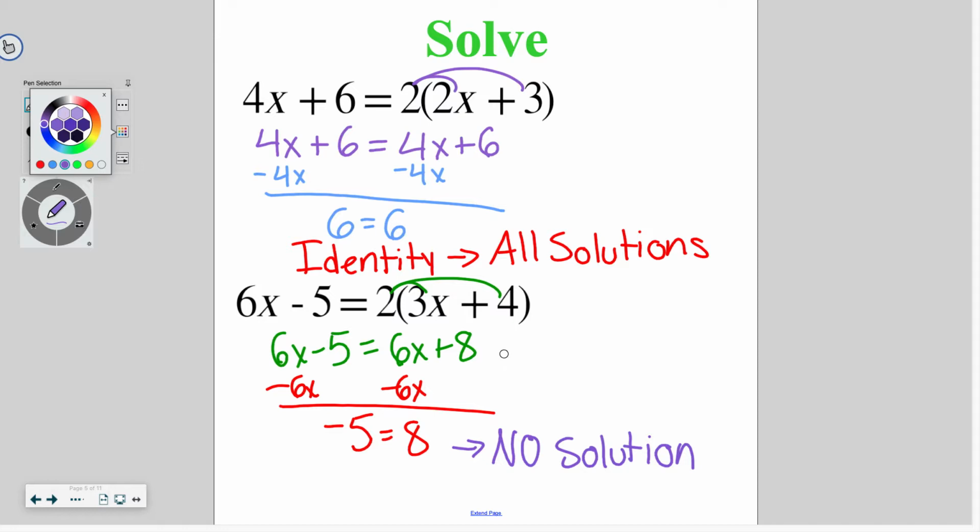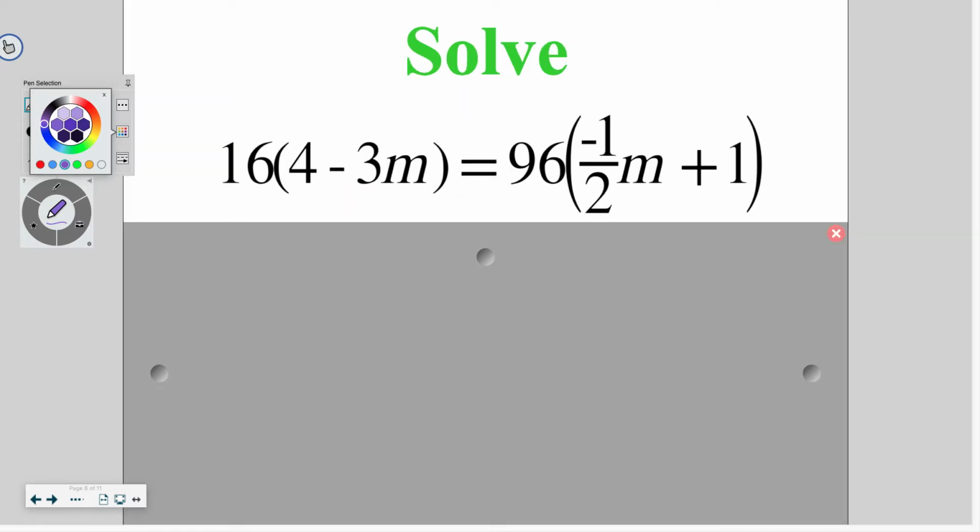You may have noticed back up here, you had two 6x's with a different value being added and subtracted. So one thing that you can do is if you end up with the same variables, in this case it was 4x and 4x, in the second case it was 6x and 6x, look at what's being added or subtracted. If it's the same, plus 6 plus 6, it's all solutions. If it's different, minus 5 plus 8, it's going to be no solutions. Go ahead and try this one on your own.